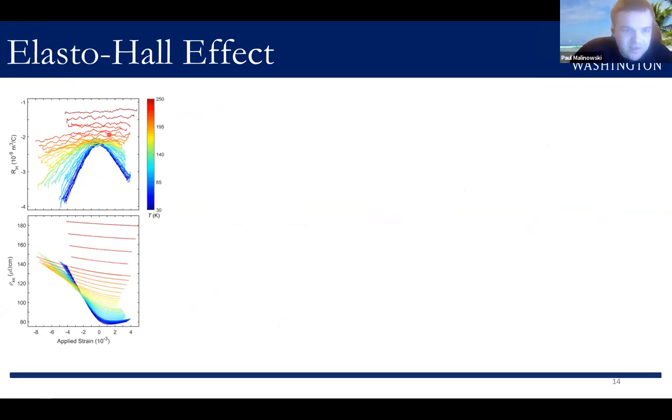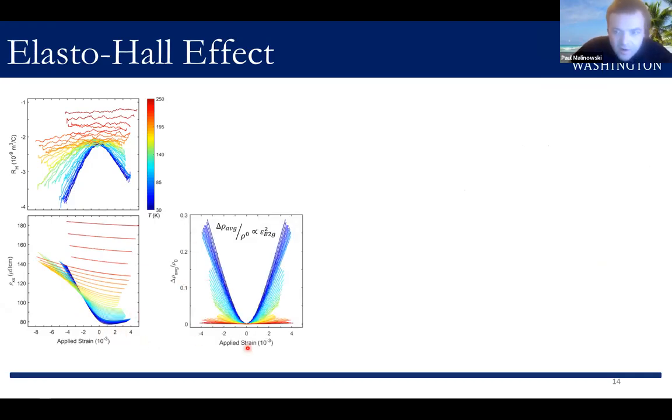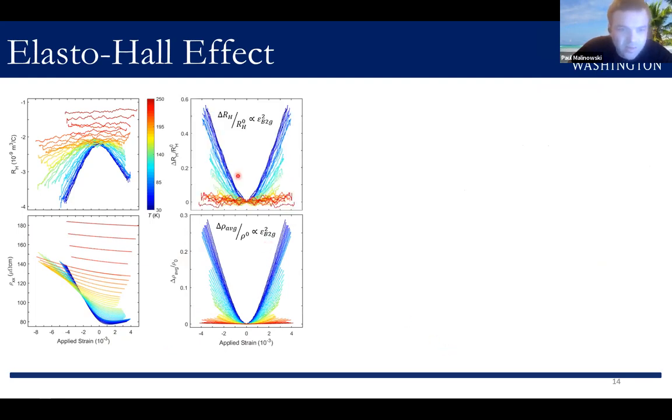So we can compare this behavior with the simultaneously measured elastoresistivity, shown here on the bottom. And this also exhibits a strong nonlinear component at low temperature. And by symmetrizing this data about zero strain, we can isolate the change in the average in-plane resistivity, which by symmetry must be proportional to the square of the anisotropic B2G strain. And we can compare this to the normalized change of the Hall coefficient.